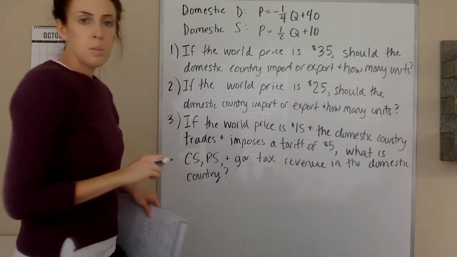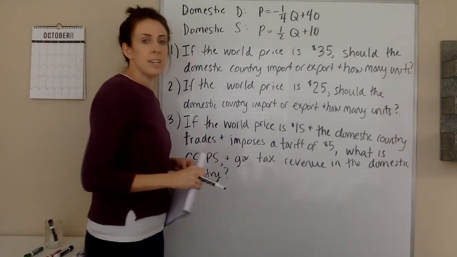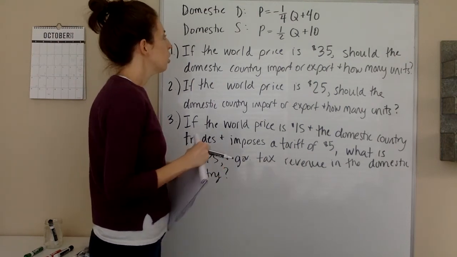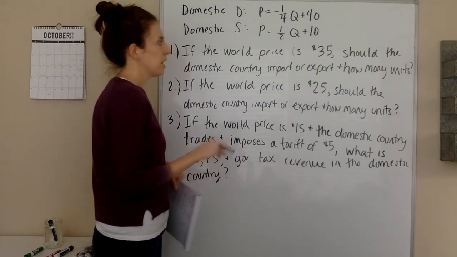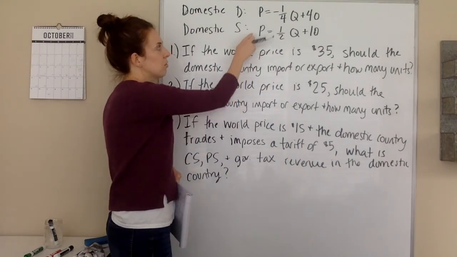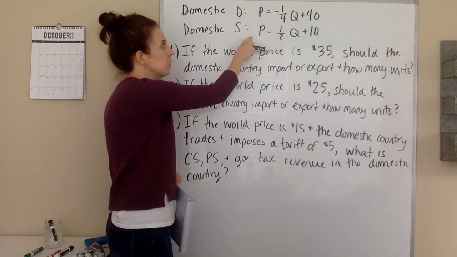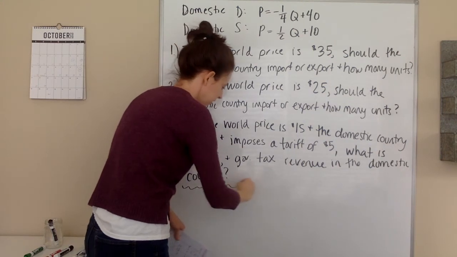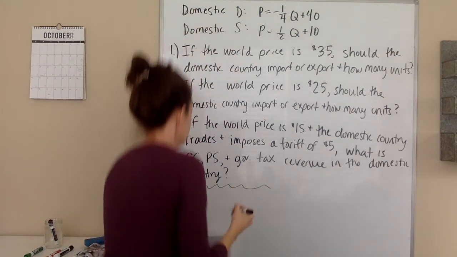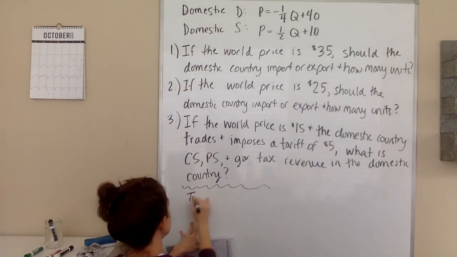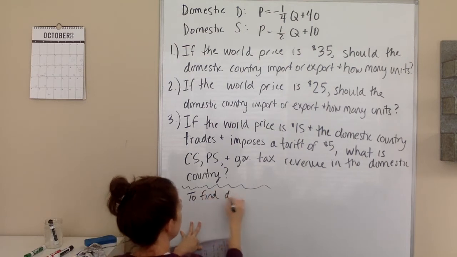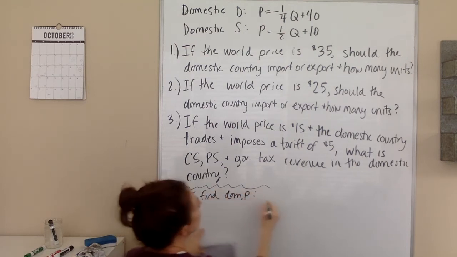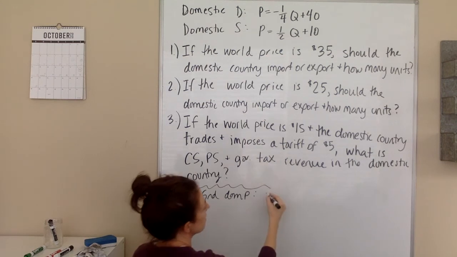Okay, the first thing that's going to be important for you to calculate is, what is the domestic price? To figure out the domestic price so that you can compare it to the world price, you need to find the equilibrium P in the market. So I'm just going to do this for you. This is like step number 1 handed to you. So to find the domestic price, we're just going to take the demand and supply and set them equal to each other.